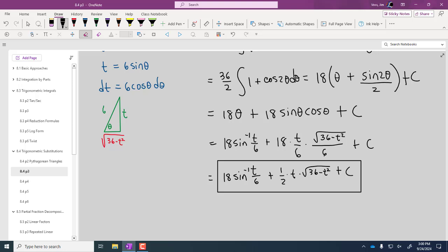Would it be okay if he just left the 1/2 under the? Yeah, absolutely. You could write that as 2 over 2. Yep, definitely. Totally fine.